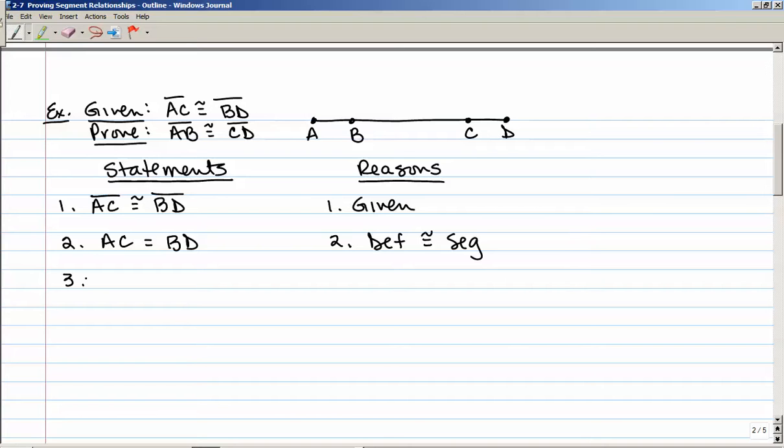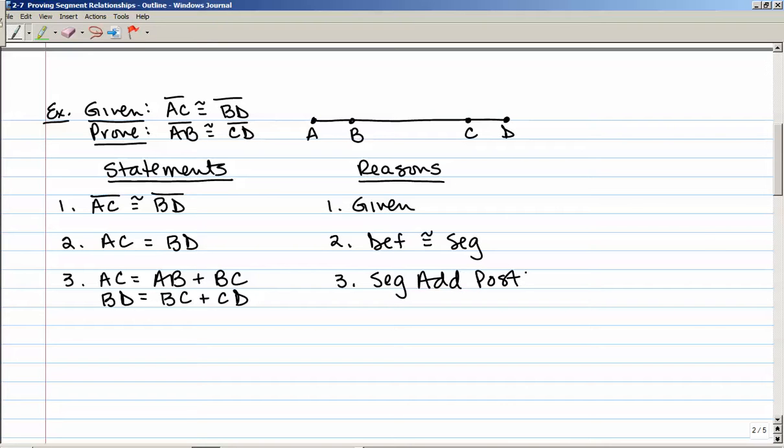The next thing I'd like to say is segment AC is kind of this longer segment right here. I would like to say that segment AC, the length of AC, is made up of AB plus BC. And I'd also like to say that segment BD is made up of BC plus CD. And that is segment addition postulate. Each of those longer segments is made up of two smaller ones.